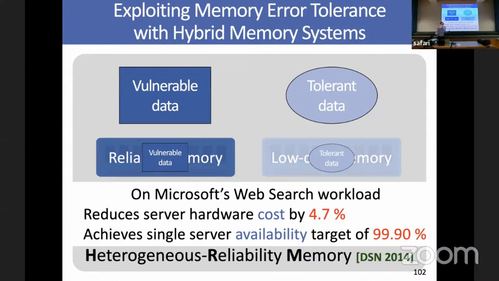Now, in practice, it's not as easy to do. I should admit that it's not very easy because, first of all, you need to be able to identify your vulnerable data very accurately. If you make a mistake, then your application crashes, for example. Not a good idea, clearly. So you really need to be running very tolerant applications.